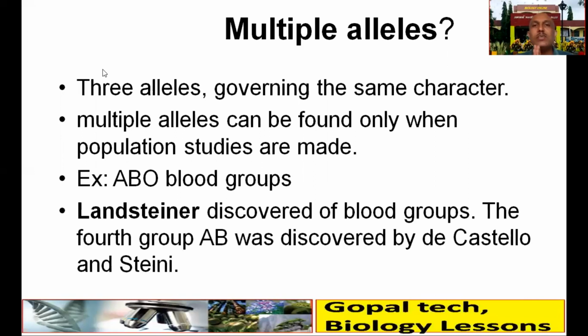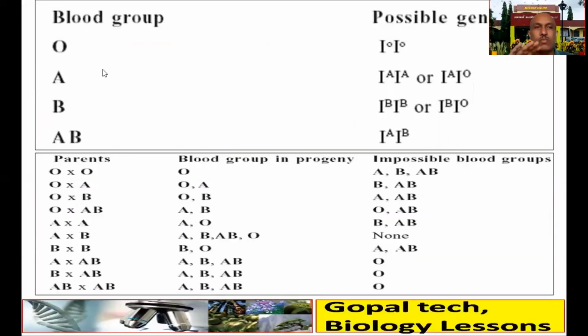ABO blood group was first discovered by Landsteiner, you have studied this in 9th and 11th. The fourth group, AB, was discovered by Decastello and Sturli. See, again, if there is blood group O, these are the possible genotypes. Just remember this much. Homozygous for blood group A, heterozygous for blood group A. These terms will come. Capital IA IA homozygous, capital IA with small i, heterozygous.